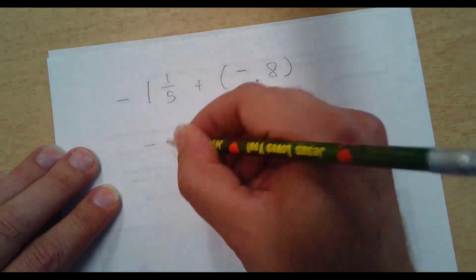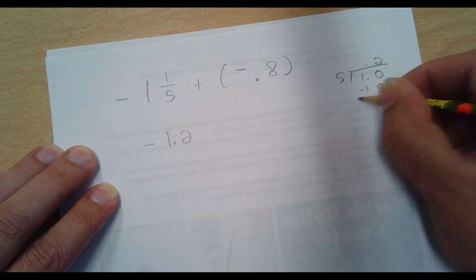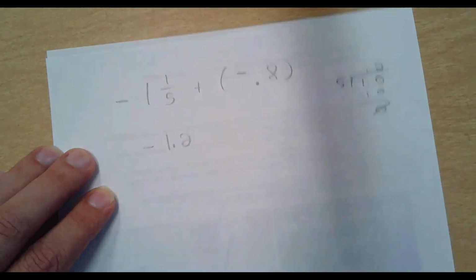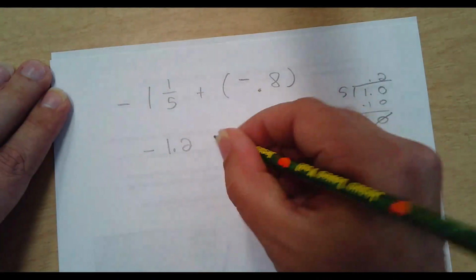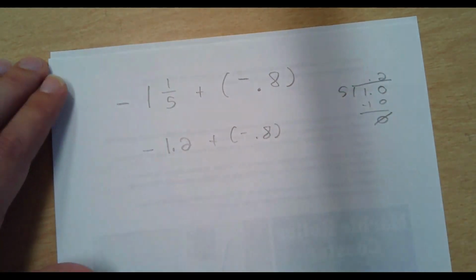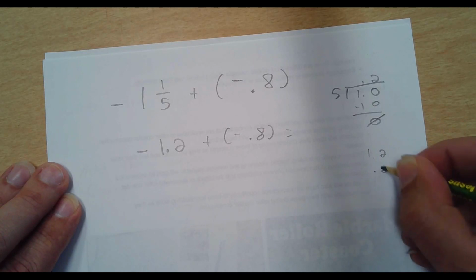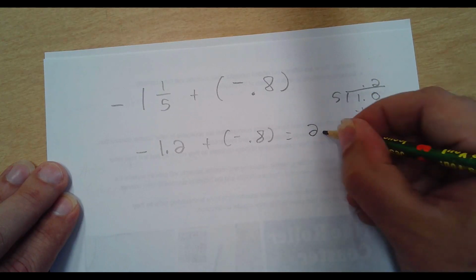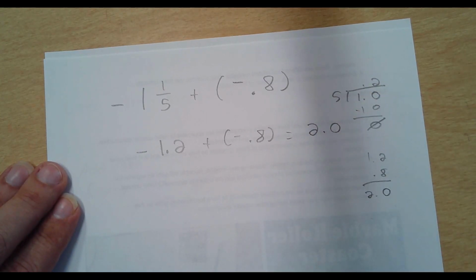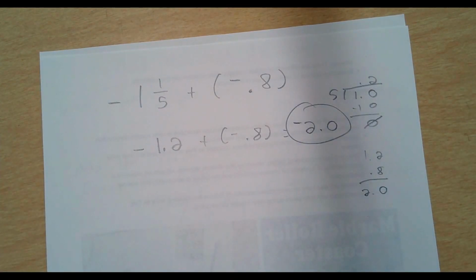Negative 1.2. And if you're not sure, you'd have to set up your division bar. Minus 10, and there's my 0.2. That's where it came from. So I just divided the fraction, 5 into 1, 2/10. So plus negative 0.8, add them together, what do we come up with? Negative 2. Right, 1.2, so I just set this up, I get 2.0, 2 or 2.0 if you want, doesn't matter. Positive or negative? Negative. Right, definitely negative, because all we do is add the values together and then carry the sign over.